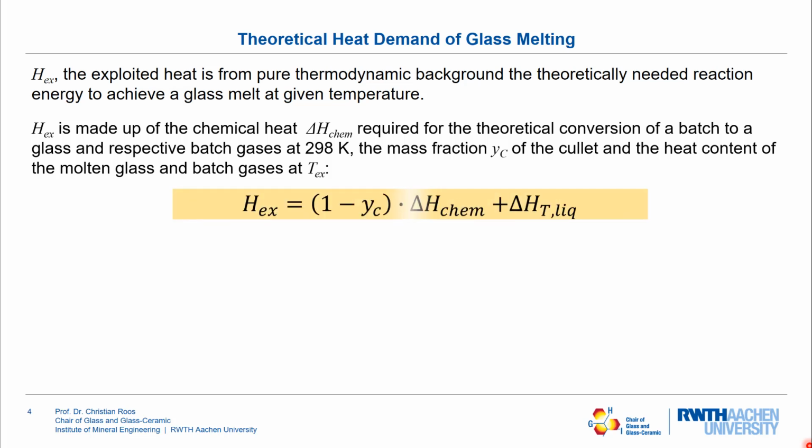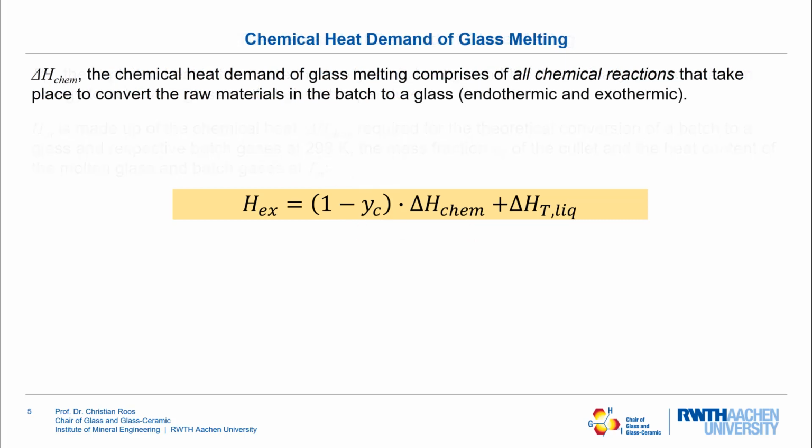This relation can be written as seen here. So we have the exploited heat. This is the chemical heat demand for converting the raw materials to the glass, and this is the sensible heat. This term here, 1 minus Yc, depends on the cullet fraction that is used in the process, because the cullet is already in the glassy state, so no chemical reaction enthalpy applies for the cullet. Now let's break this equation down.